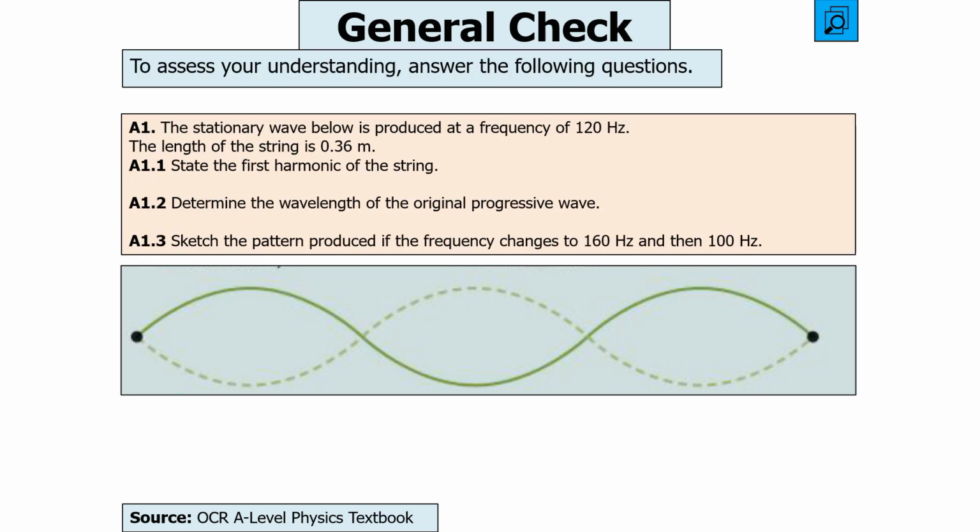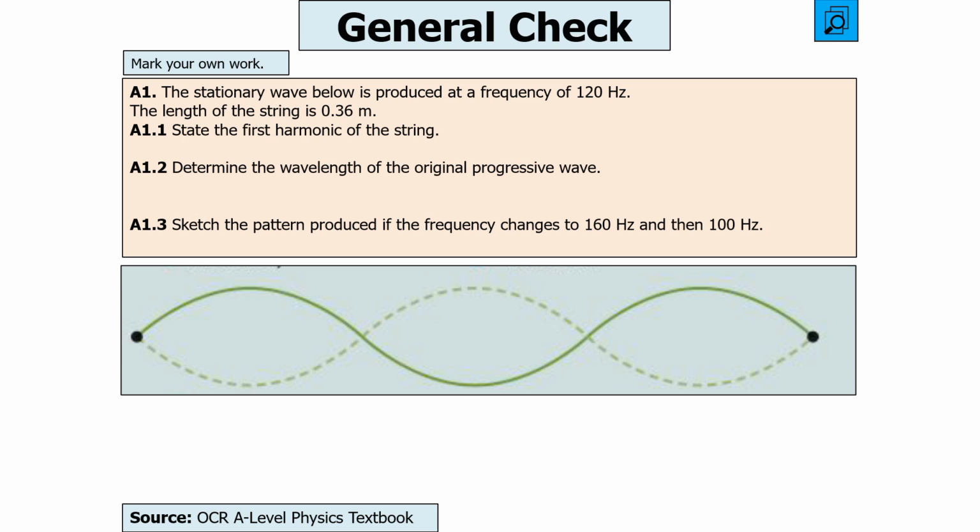The next question says, the stationary wave below is produced at a frequency of 120 Hz. The length of the string is 0.36 meters. Firstly, state the first harmonic of the string. Secondly, determine the wavelength of the original progressive wave. And then sketch the pattern produced if the frequency changes from 160 Hz to then 100 Hz. So, pause the video now, then unpause the video when you want to go through your answer.